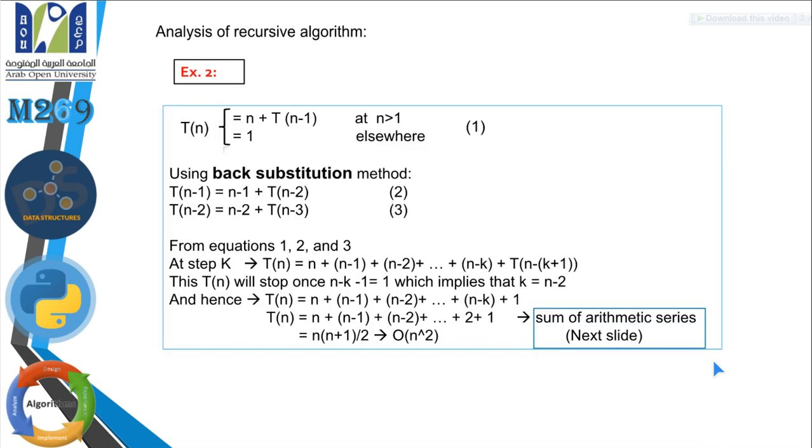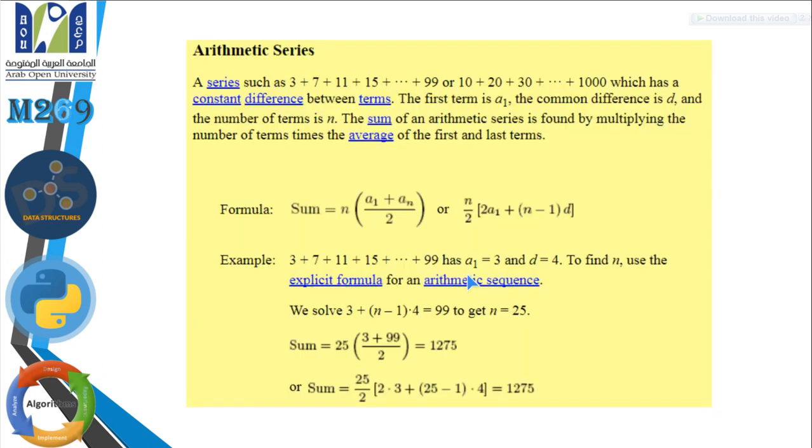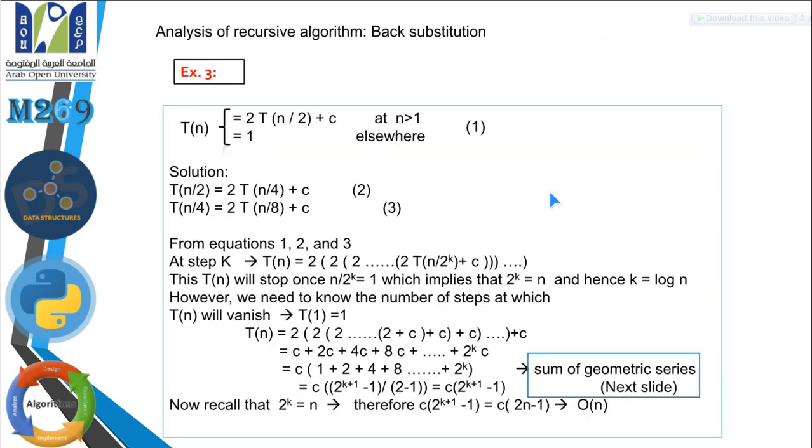By the way, in this formula, finding the series output depends on the sum of an arithmetic series, which is here. And you must memorize it. This one, you must memorize this formula. Here is another example.